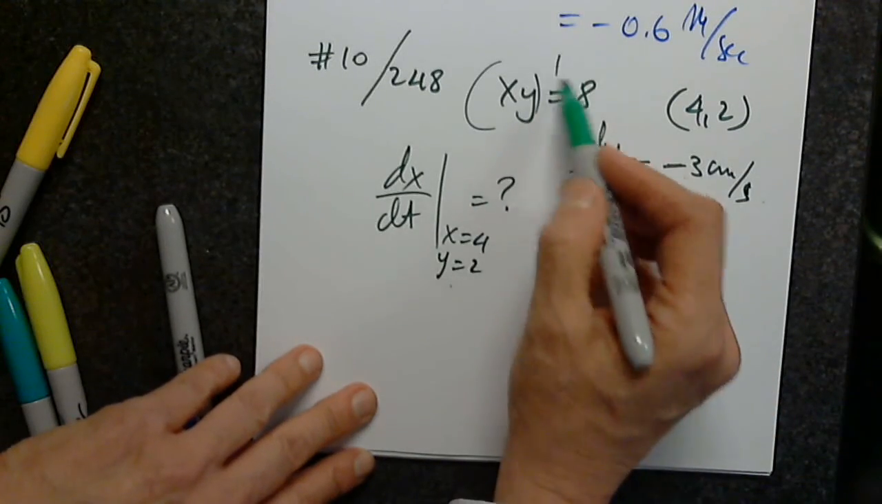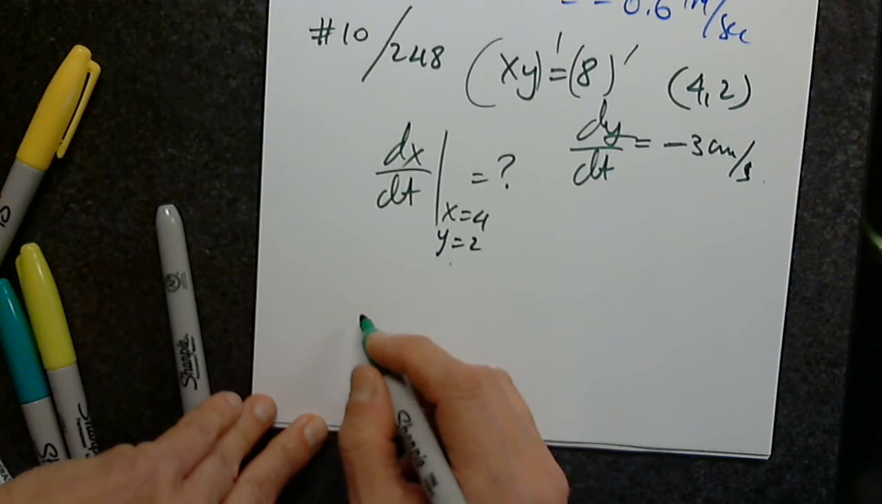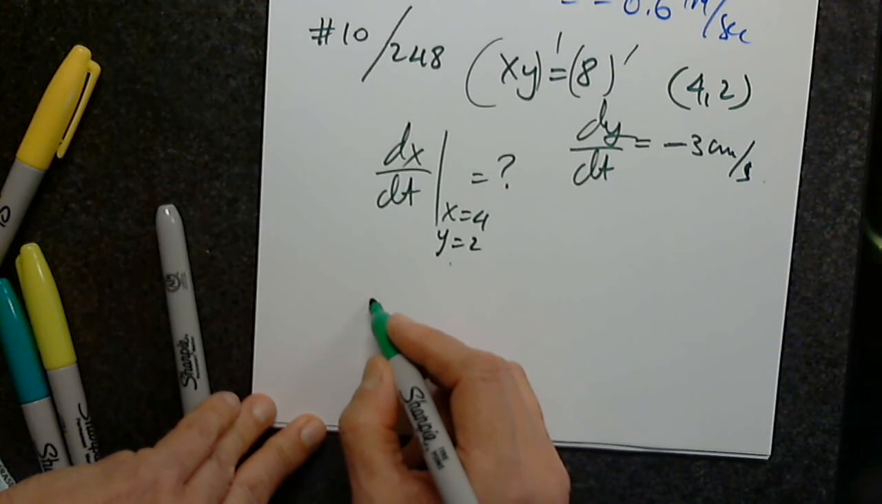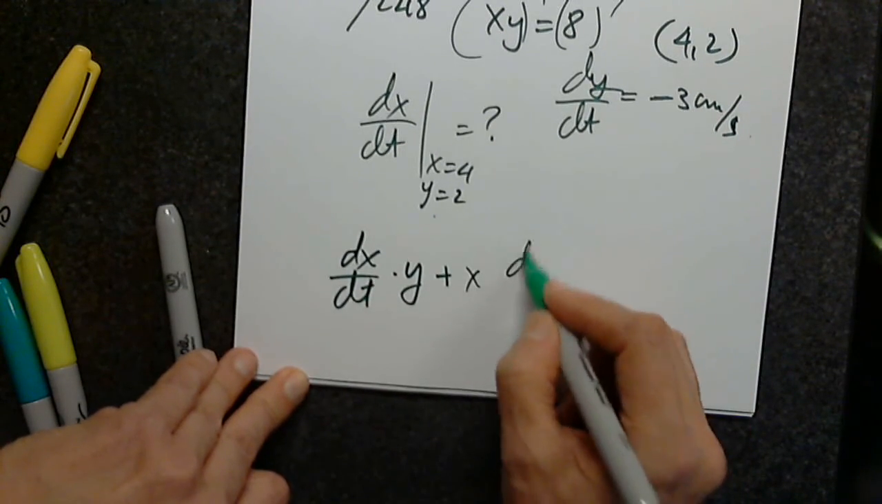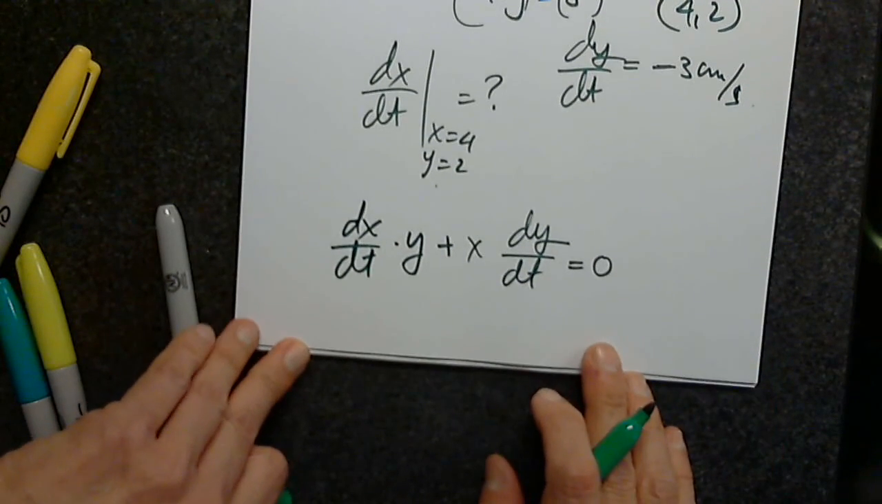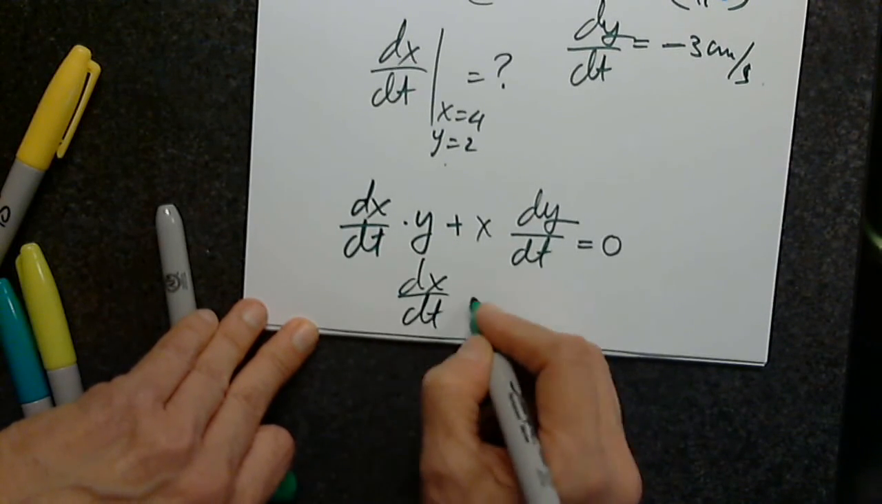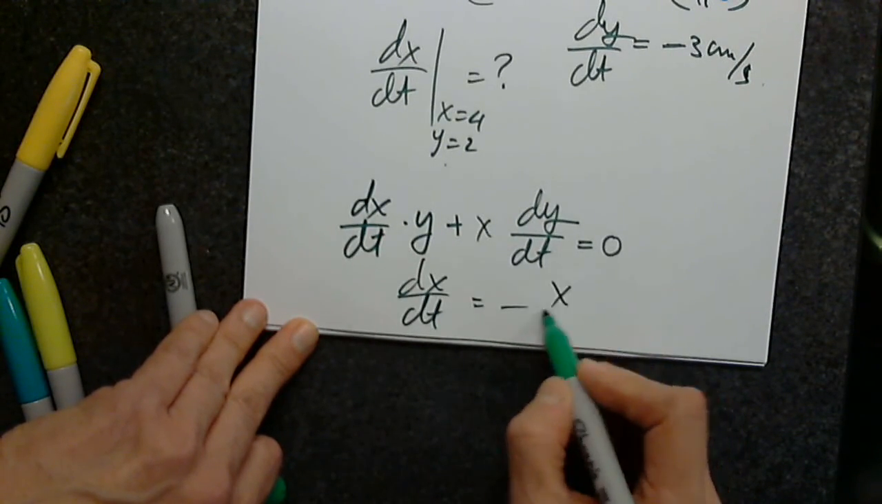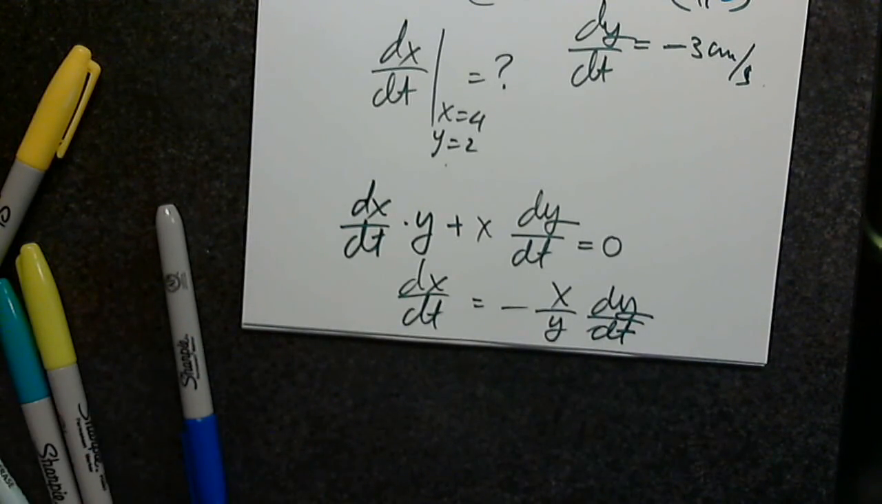Like we just did. This is really a repeat. The left-hand side is dx over dt times y plus x times dy over dt, which is 0. Good. So we want to find dx over dt. So dx over dt equals negative x over y dy over dt. I move this to the other side and divide by y. Let's see if we have everything.